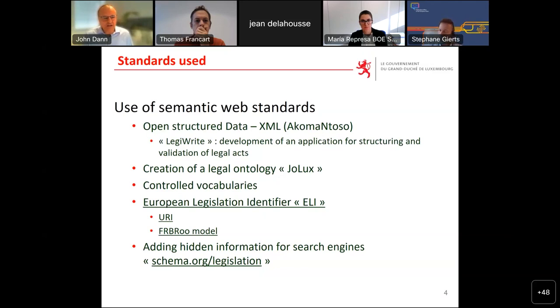And of course, ELI, the URIs, the Ferber model, which I will show maybe a different side of the Ferber model, which can really help you. And of course, I just mentioned that schema.org legislation, which is an extension of ELI to schema.org. So search engines can qualify, can better understand what actually they are indexing. So here also, great impact for the users for finding their legislation.